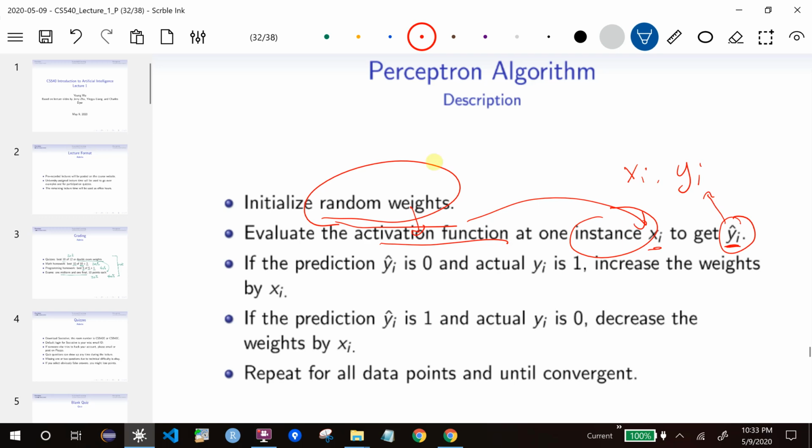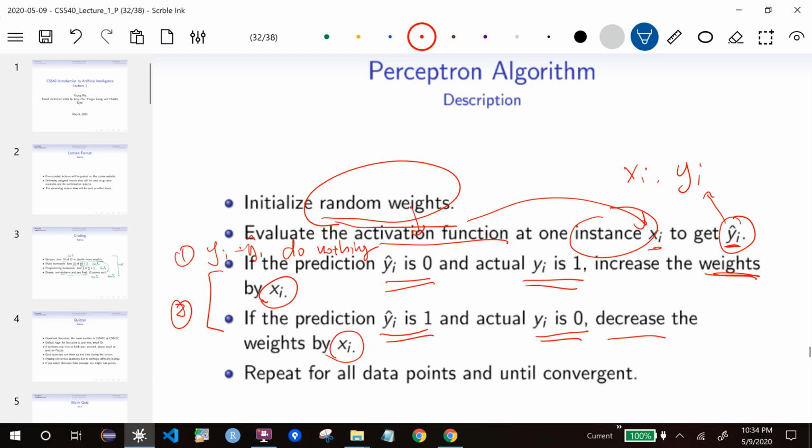So the first case is it is actually correct. So yi is y hat i. In that case, just do nothing. So I'll write do nothing here. And the second case, there are two types of mistakes. One is actually it's a dog, and you are classifying it as a cat. Or it's the other way. Actually, it's a cat, you are classifying it as a dog. So in the first case, we're going to increase the weights by x, and in the second case, we're going to decrease the weights by x.